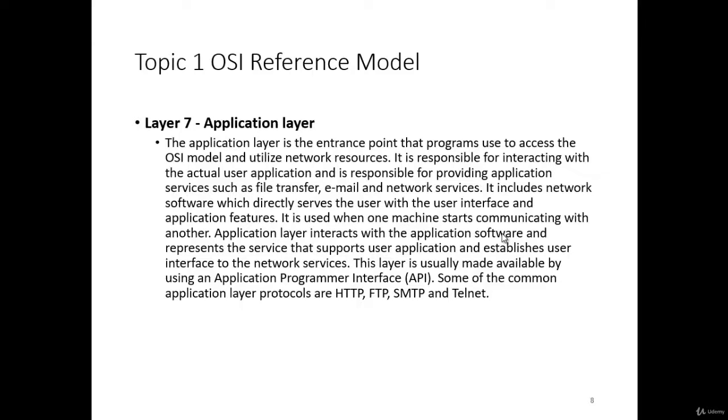It is used when one machine starts communicating with another. The application layer interacts with the application software and represents the service that supports user applications and establishes a user interface to the network service. This layer is usually made available by using an application programmer interface. Some of the common application layer protocols are HTTP, FTP, SMTP, and Telnet.